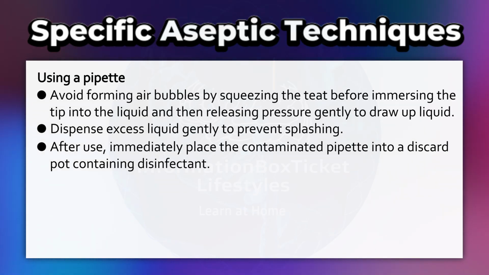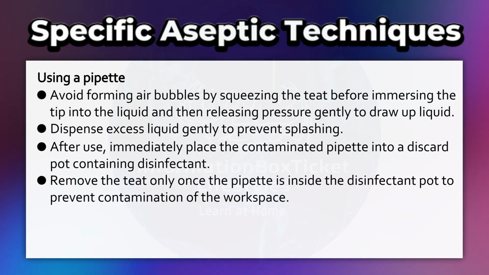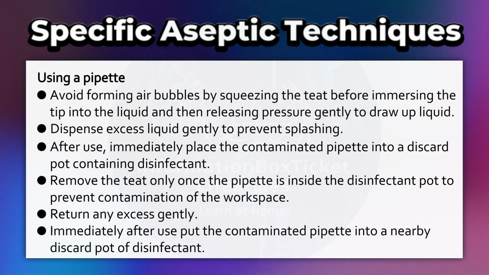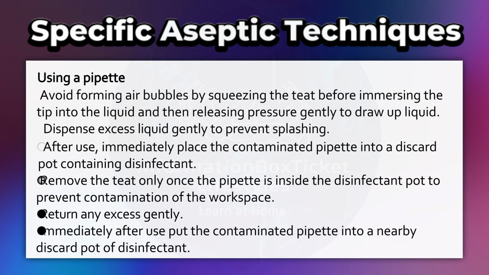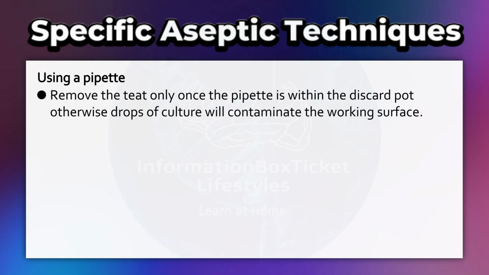After use, immediately place the contaminated pipette into a discard pot containing disinfectant. Remove the teat only once the pipette is inside the disinfectant pot to prevent contamination of the workspace. Return any excess gently. Immediately after use, put the contaminated pipette into a nearby discard pot of disinfectant. Remove the teat only once the pipette is within the discard pot. Otherwise, drops of culture will contaminate the working surface.